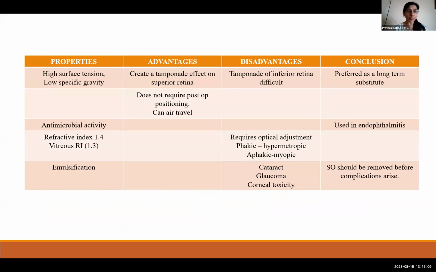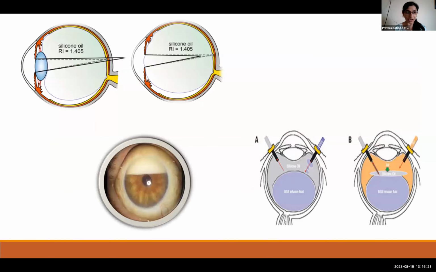Silicone oil. They have high surface tension, so they create a tamponade effect only on the superior retina. They have antimicrobial activity and can be used in endophthalmitis. The refractive index is 1.4, so they require optical adjustment. In a pseudophakic eye, in the presence of silicone oil, the eye becomes hypermetropic, whereas in aphakia, the eye becomes myopic.